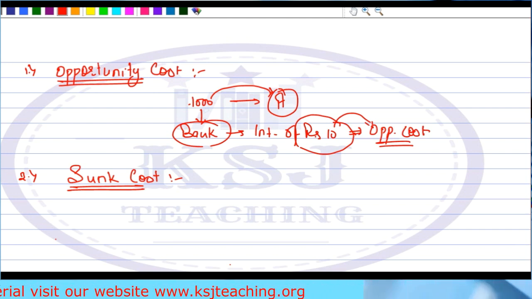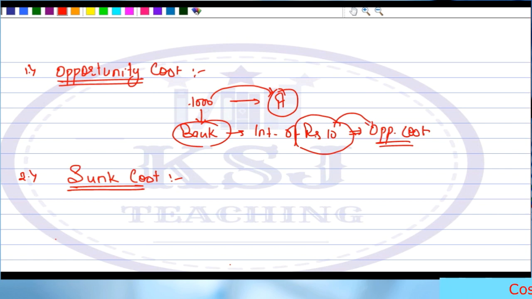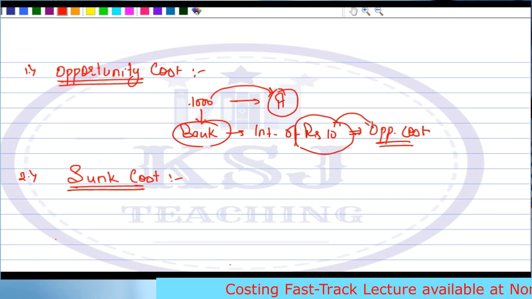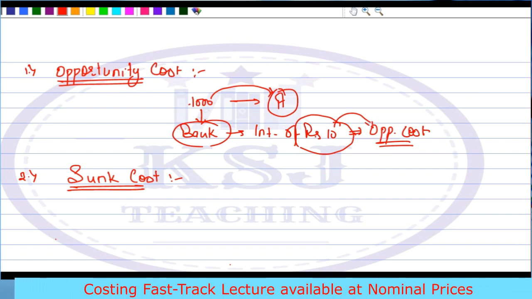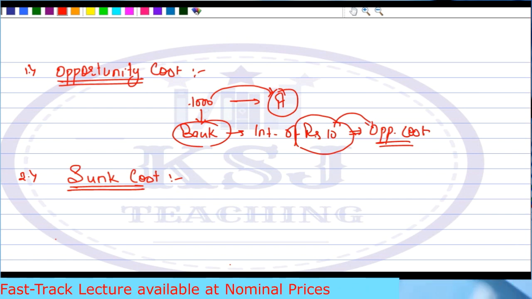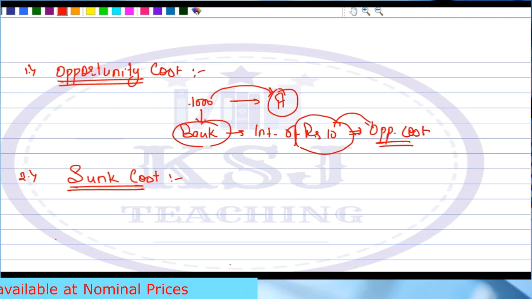Likewise, there can be other things also, like imputed cost. Imputed cost, or implied cost I can say also, is any cost which has not actually been incurred. That means the money has not actually flown out of your pocket, but you record it as a cost. Okay.